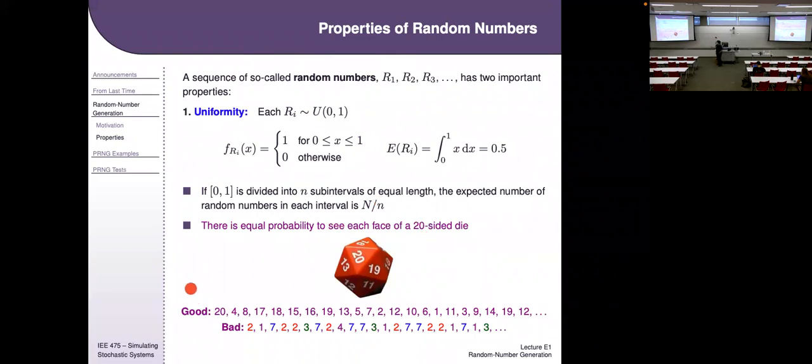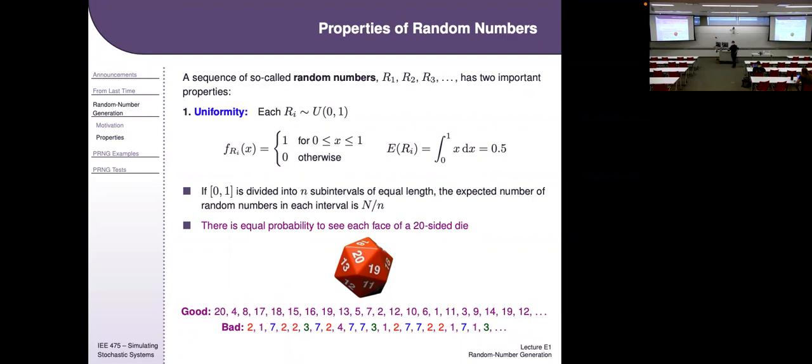So here is an example of a good set of rolls from this die. If I look through this good one, pretty much every number is represented equally. But if I compare to this bad one, it looks like 2 is coming up a whole lot and 7 is coming up a whole lot, maybe 3, but I don't see really any of the upper numbers. So this is what we would refer to as a violation of uniformity.